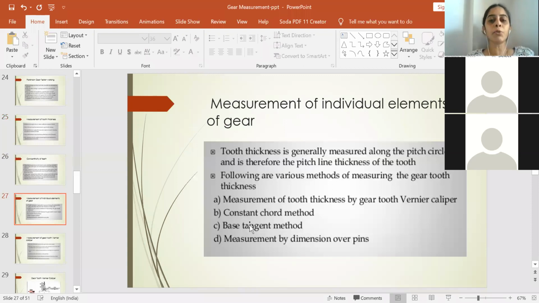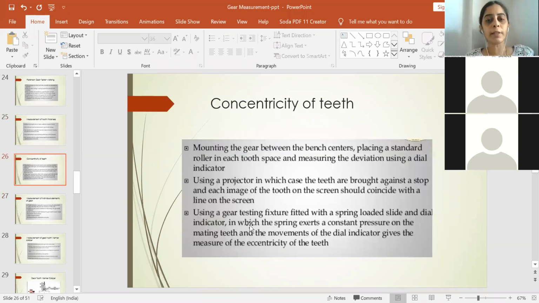Then you have to know what we mean by concentricity of the teeth. Mounting the gear between the bench centers, placing a standard roller in each tooth space and measuring the deviation using a dial indicator will help in providing the concentricity of the teeth. How will this be performed? This will be performed by using a projector. In each case, the teeth are brought against a stop and each image of the tooth on the screen should coincide with the line on the screen.